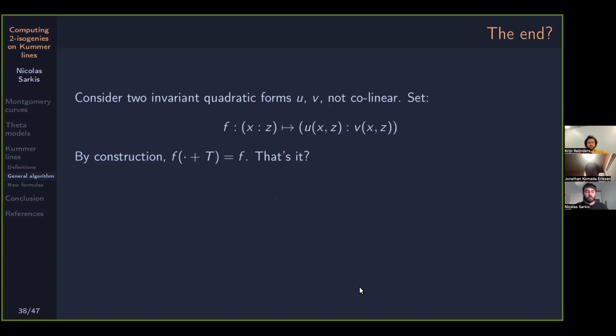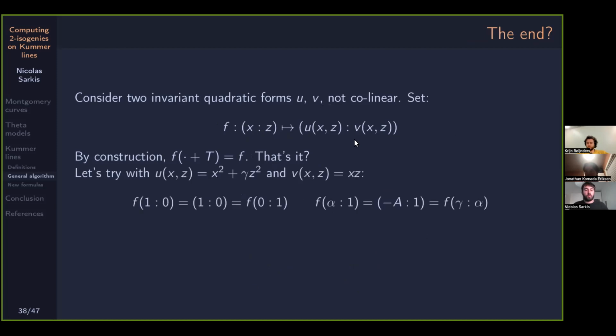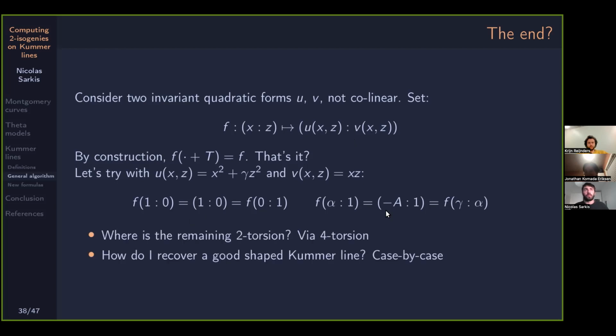And if we have those, u and v, which are not collinear, you can set f to be the map sending xz to uxz and vxz. And by construction, this map will be invariant by T. So is that enough? Not really, because with the previous example, you only get 1, 0 and minus a1. So you only have 2 torsion points at the end, and you don't describe fully your Kummer line.